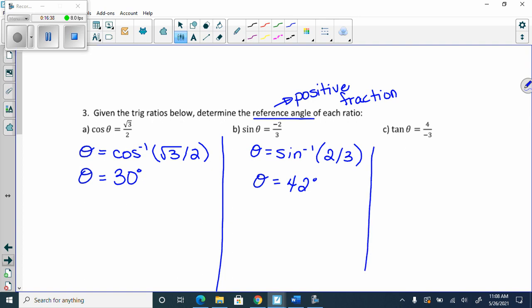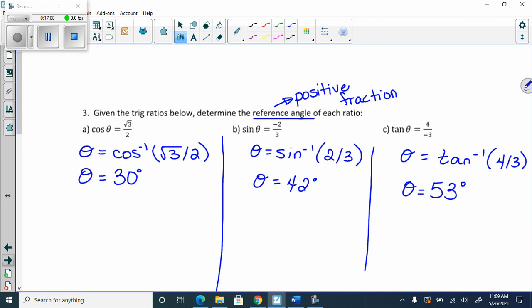And then the tan, we're going to go theta equals tan neg 1 of 4 divided by 3. So theta equals what? 53. That makes sense?